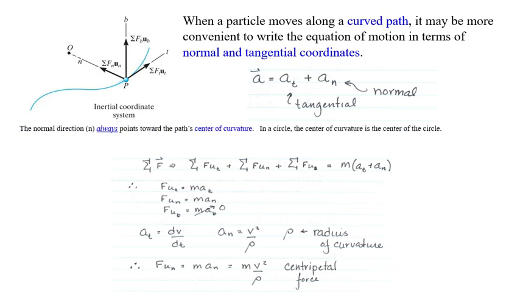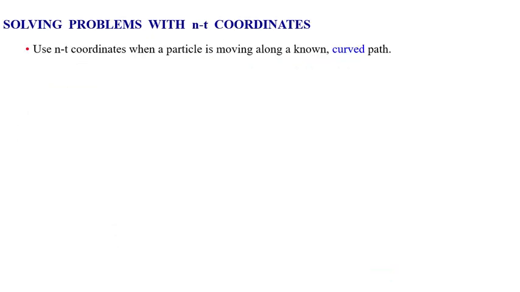Hopefully that should help, but we also want to remember that the normal direction always points towards the center of curvature, just like in centripetal motion, where we always have the center of the circle. The tangential direction is tangent to the path and is usually set as positive in the direction of the motion of the particle. So when we're solving problems using the normal and tangential coordinate system, we're going to use the coordinates when the particle is moving along a curved path.